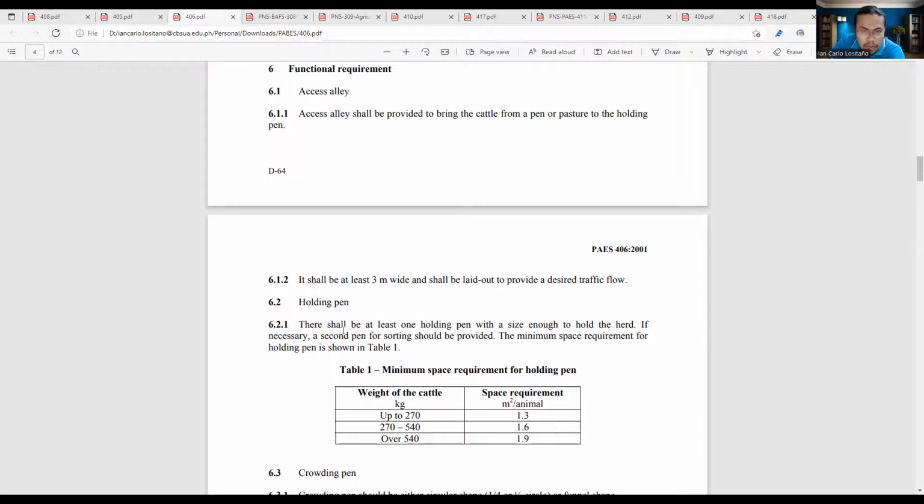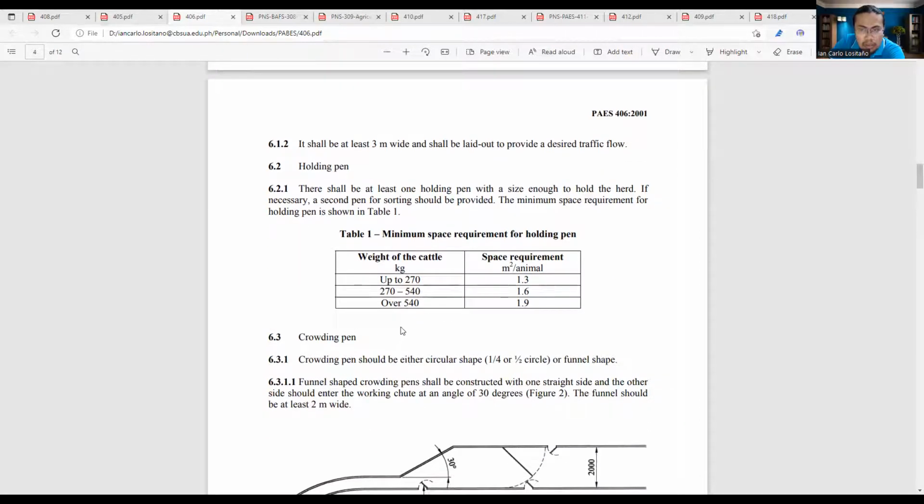And now for the holding pen, okay, depending on the weight of the animals, the space requirement is identified. Again, the sizing based on the weight is because the cattle are supposed to be homogeneous in size, if ever. Okay, because this is a large scale operation of animal growing.